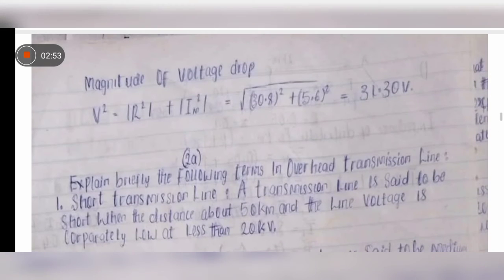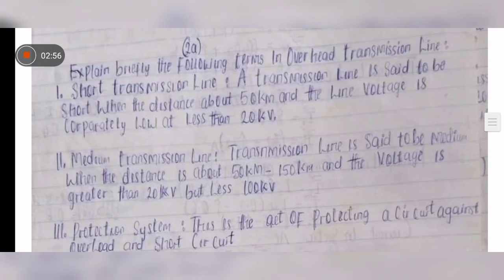Now, there are some questions we'll be dealing with. It says, explain briefly the following terms in overhead transmission line. Now, what is a short transmission line? A short transmission line is said to be short when the distance is about 50 kilometers and the line voltage is less than 20 kilovolts. Then when you have any line that is passing current, where the voltage is less than 20 kilovolts and the length of the line is up to 50 kilometers, then we say it is a short transmission line.